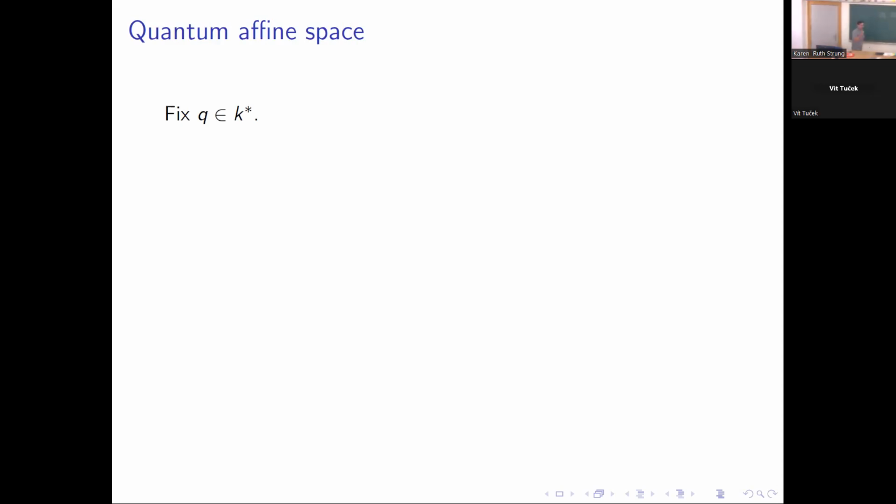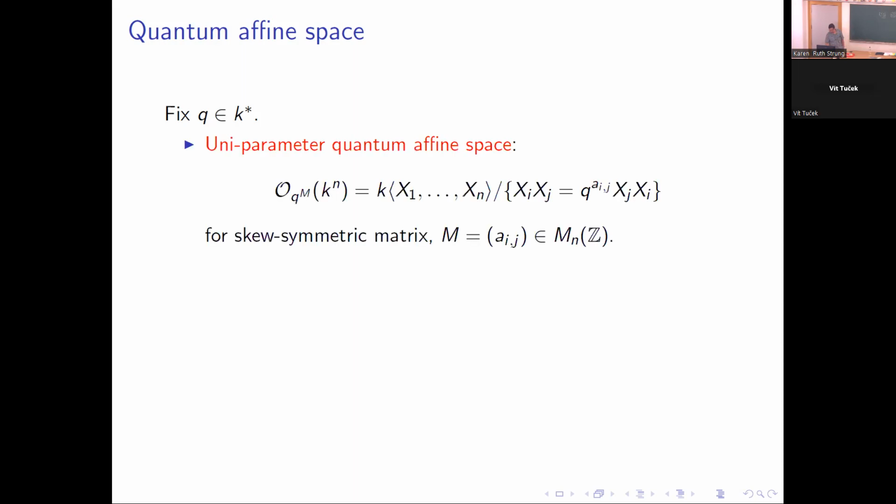Right. Okay, so that was a long introduction about total non-negativity, and now I want to move to more the topic of this conference, I guess. So quantum groups. I will take that on the quantized coordinate ring side. First, let me remind you what a quantum affine space is. So q will always be a non-zero element of my base field.